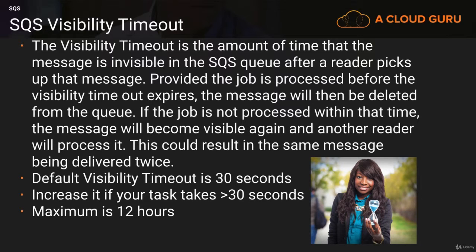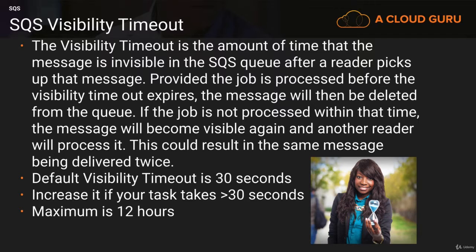If the job is not processed within that time, the message will become visible again and another reader will process it. This could result in the message being delivered twice. So if you have your visibility timeout set to, let's say, 1 minute, but the job that it's doing is, let's say, some big data analytics or something like that, what's going to happen is the message is going to come back into the queue because it's going to take over a minute. Let's say it takes 5 minutes to actually process that big data.